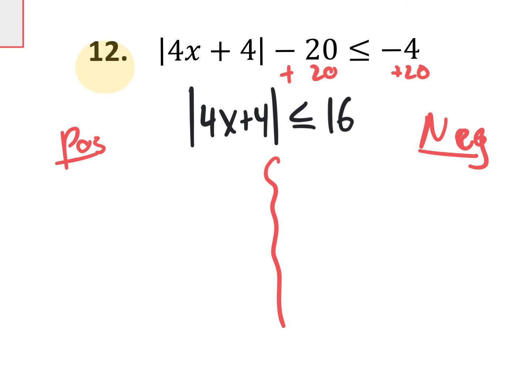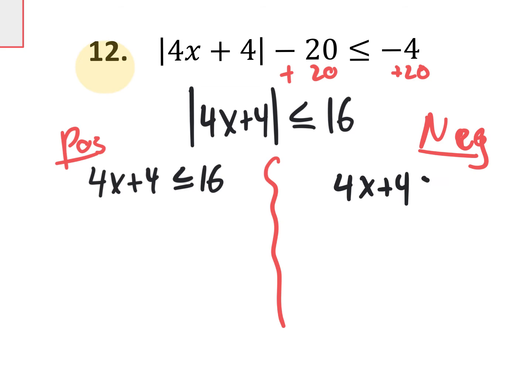Again, the positive situation would be writing it exactly the way it is: 4x plus 4 is less than or equal to 16, without the absolute values. The negative situation, same exact thing, 4x plus 4, but you have to not only change that 16 to a negative, but you also have to change that less than or equal to a greater than or equal to. So for the negative situation, just emphasize this, we changed the sign and flipped the symbol, and changed the sign of whatever was on the right side. So keep that in mind.